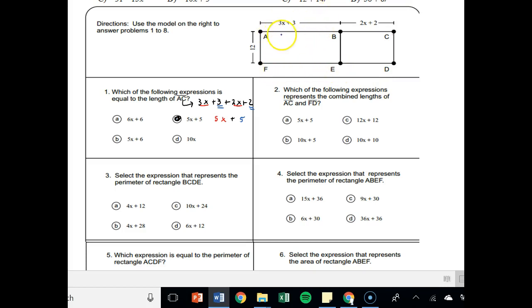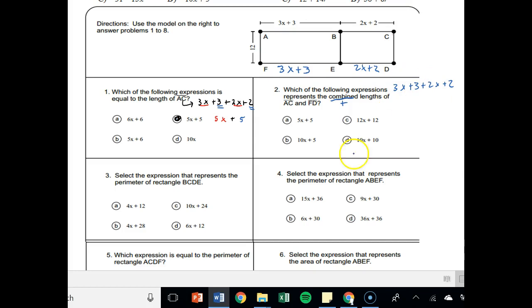Sure it is. It's the same thing as the top. So FE is going to be the same thing as AB, so that's 3x plus 3. And ED is going to be the same thing as BC, which is 2x plus 2. Now if they want the combined lengths, that means they want you to add how long this was up top plus how long that was on bottom. So the entire expression would be something like this: 3x plus 3 plus 2x plus 2.